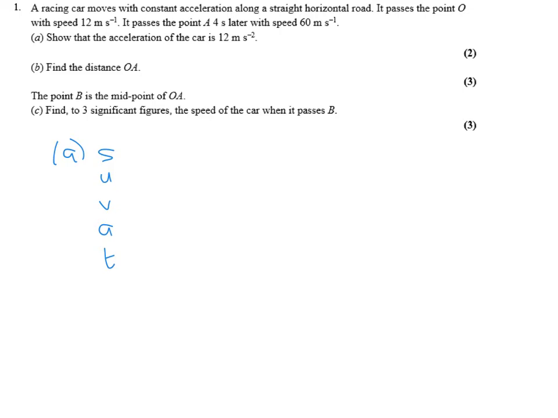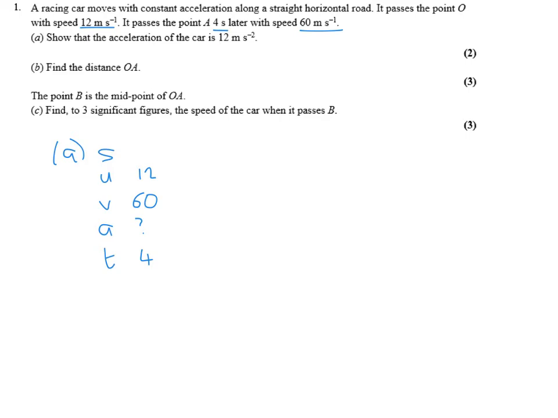So we're told that it passes a point O with speed 12. That's going to be our initial. It passes a point A 4 seconds later, so 4 is our time. And it passes that point with a speed of 60. So we've got 3 bits of information which we can use to find A.